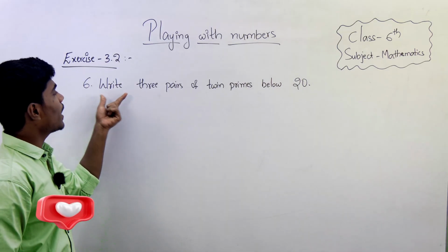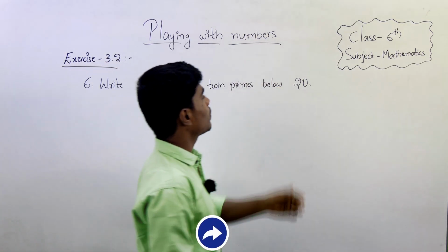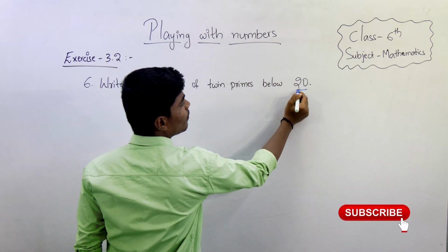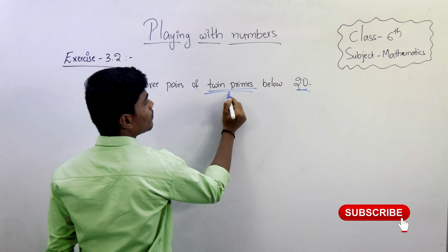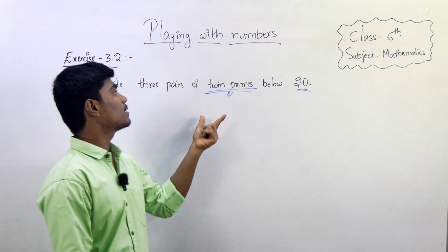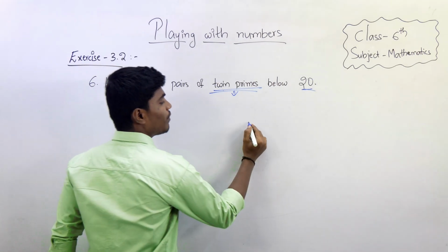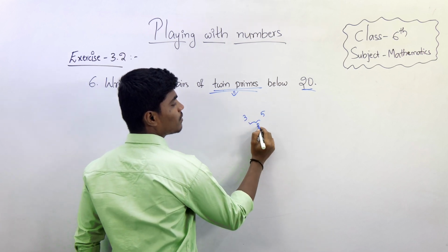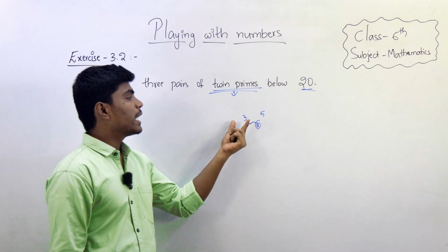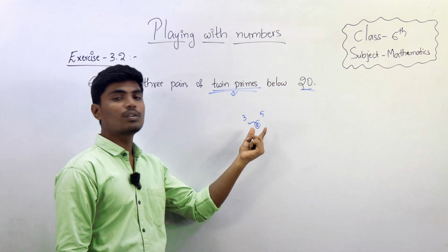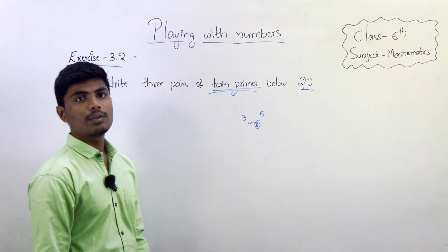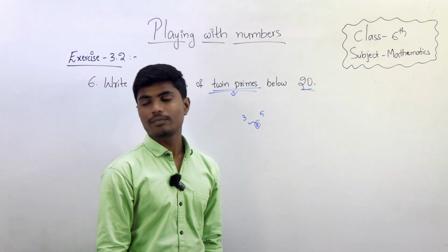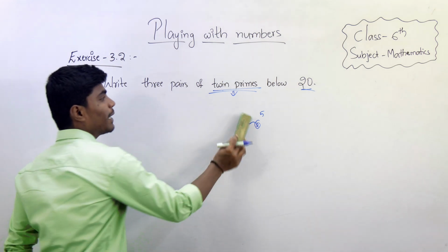In the sixth problem, write three pairs of twin primes below 20. Here we have to write three pairs of twin primes which are below 20. See, what are twin primes? Okay, if two prime numbers have a difference of 2, see, 3 and 5. Here the difference between 3 and 5 is 2. So if two prime numbers have a difference of 2, then the prime numbers are called twin primes. Here he is asking for three pairs of twin primes below 20.